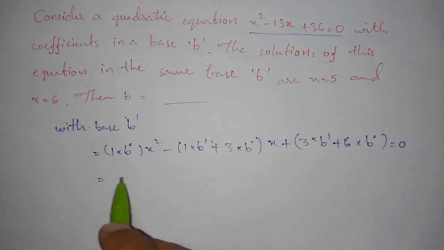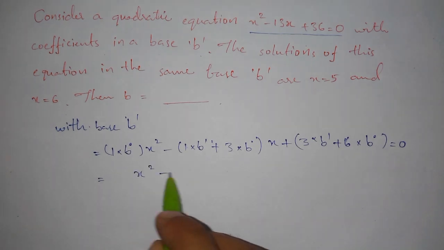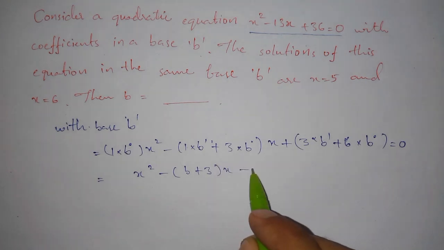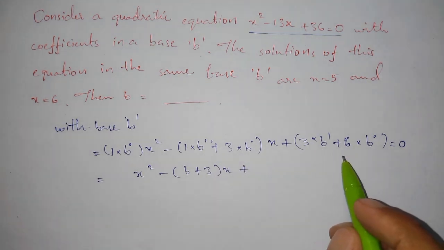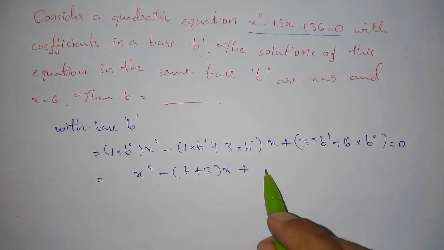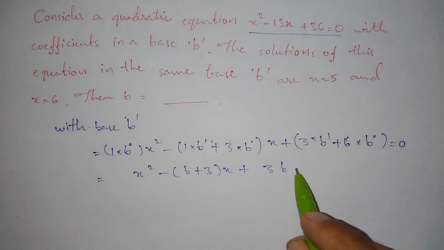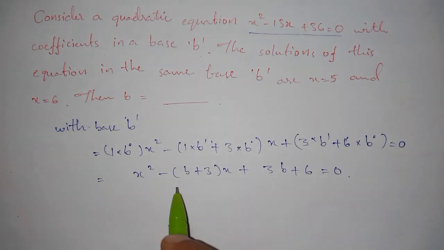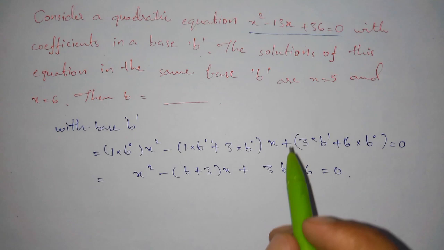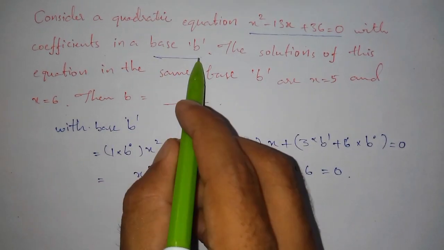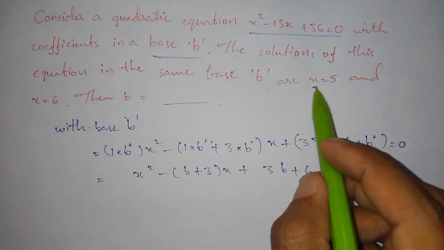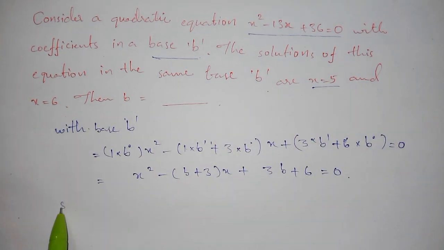So next, solve the equation x² − (b + 3)x + 3b + 6 = 0. Then see, the solutions in base b are x = 5 and x = 6. Then substitute x = 5 to get b.